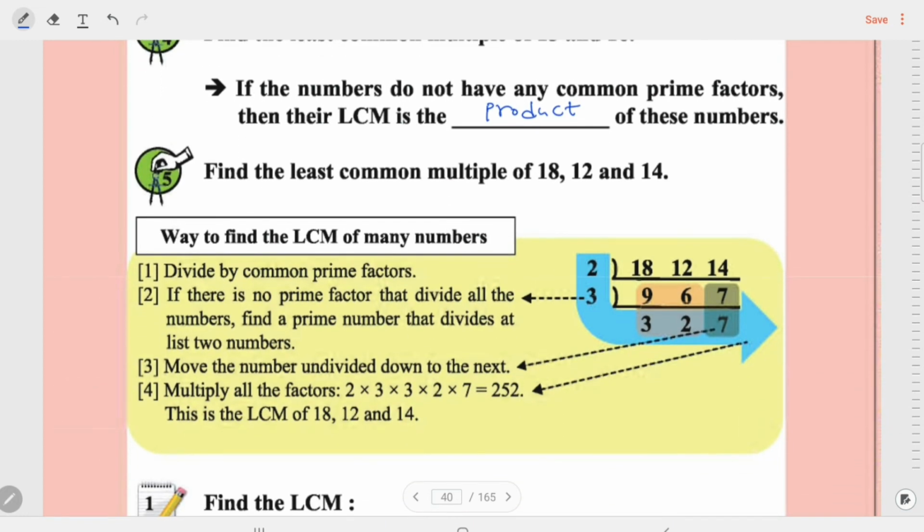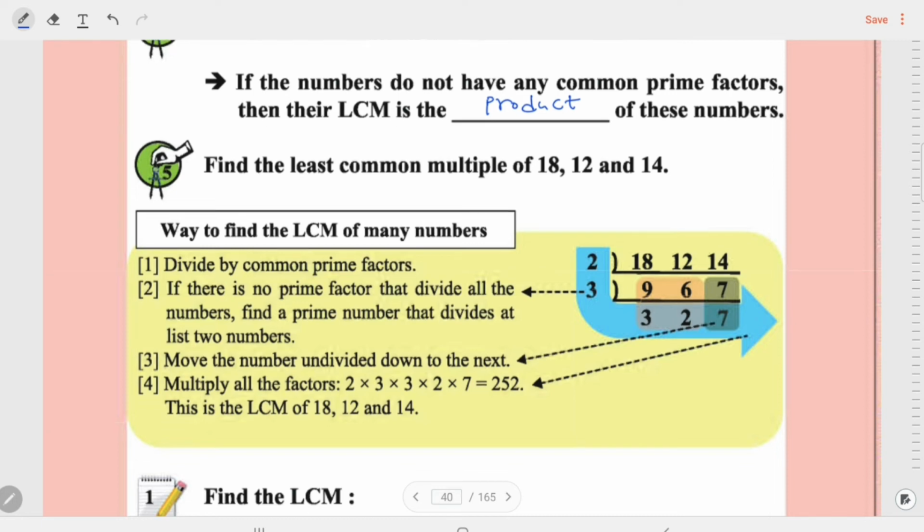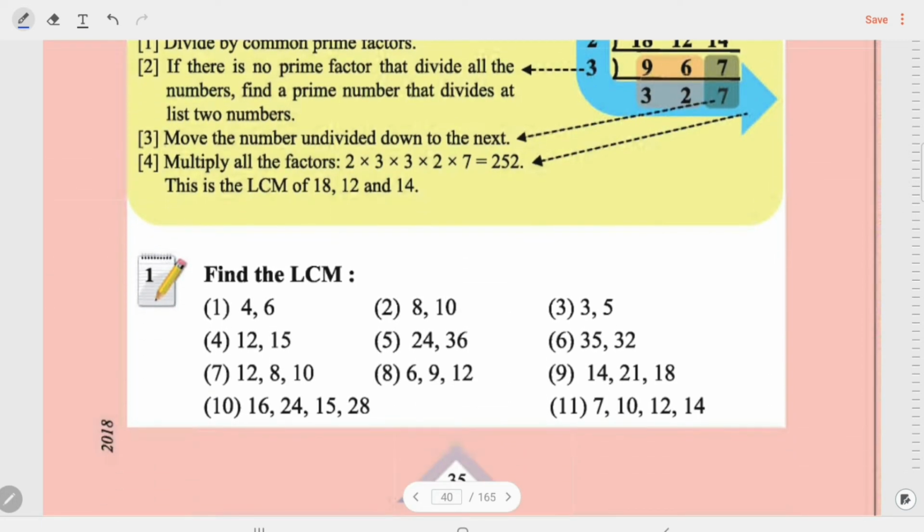Find the least common multiple of 18, 12 and 14. 2 9s are 18, 2 6s are 12, 2 7s are 14. Again start with 3, 3 3s are 9, 3 2s are 6. That's it, all are primes, right? Now you multiply 2 into 2, 2 squared into 3 squared into 7. So the answer is 252. That is the LCM of those numbers.